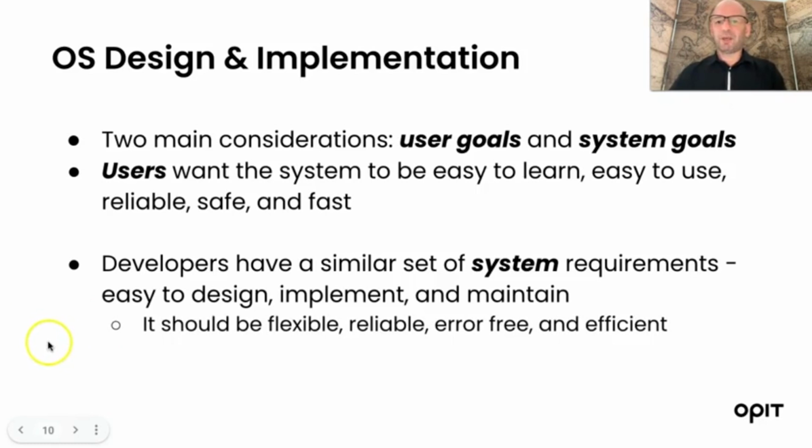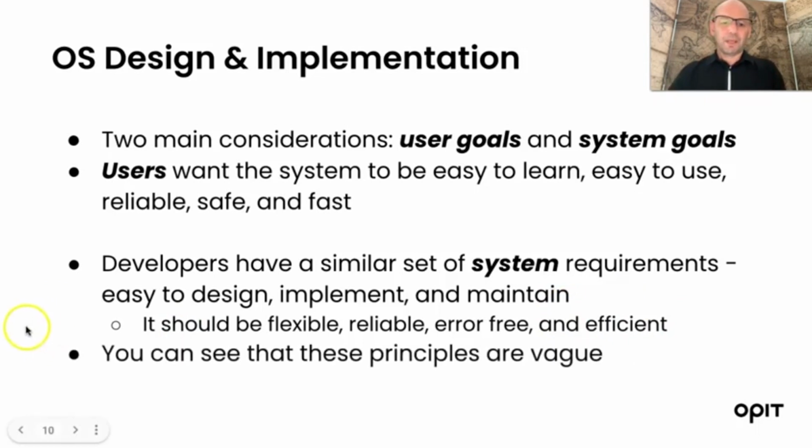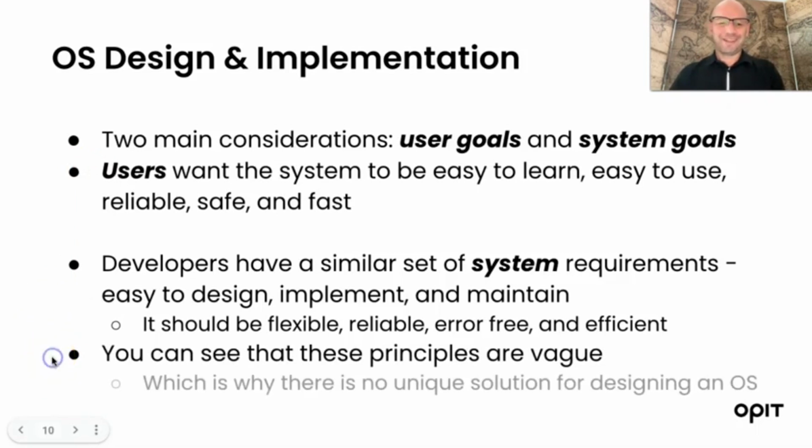So from a developer perspective, from a system perspective, the operating system should be flexible, it should be reliable, error-free, and also efficient. Another thing that users won't necessarily be concerned about is the idea of memory management, right? So efficiency has something to do with how much memory is used for particular system calls or for particular system processes. So efficiency is definitely a concern during operating system design. And you can see that both the user design goals and the system design goals are vague, which is why there's no unique solution for designing a particular operating system.